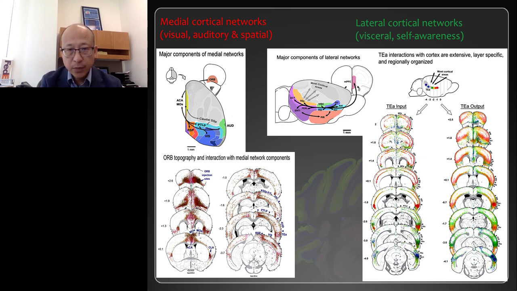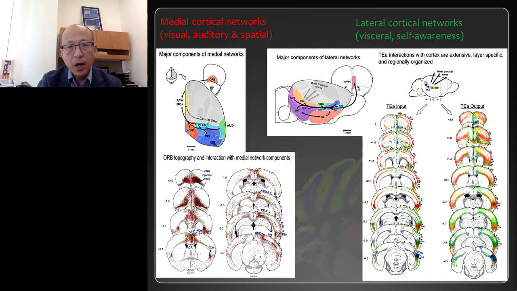Another set of networks are the cortical areas distributed along the lateral edges of the cortex, including insular cortical areas, temporal association area, and also the entorhinal cortical areas. They are organized as the so-called lateral cortical networks, and these networks process visceral, gustatory, olfactory information and also function related to self-awareness.